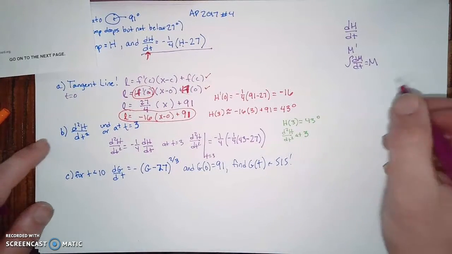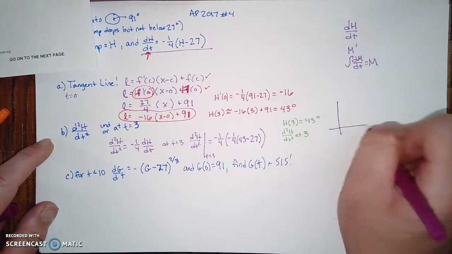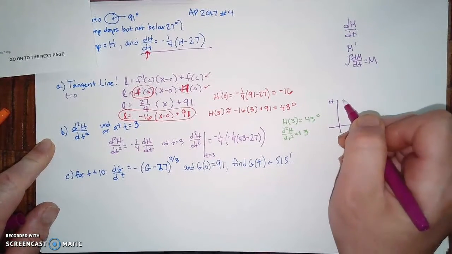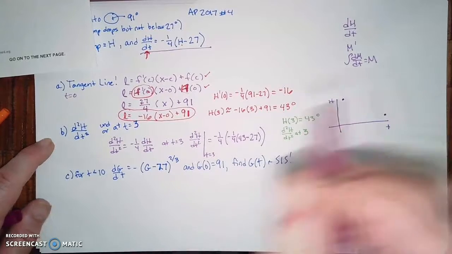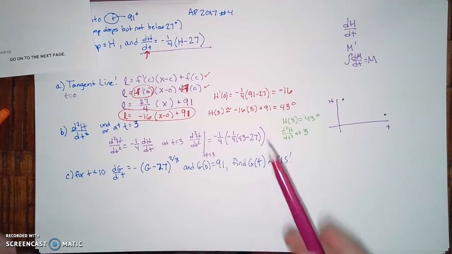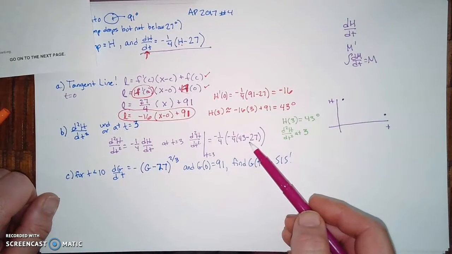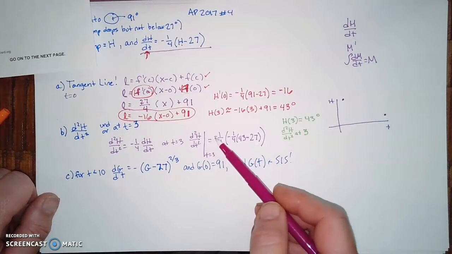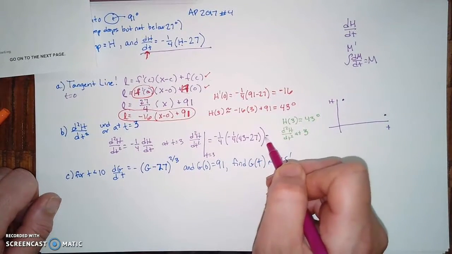We know that h, based on time, is a decreasing function. We know the temperature of the thing is coming down. The question is, is it concave up or concave down? Here's what I'm going to do. I know 43 minus 27 is positive. I know a positive times a negative is a negative. And I know a negative times a negative is a positive. So I know this answer is positive.